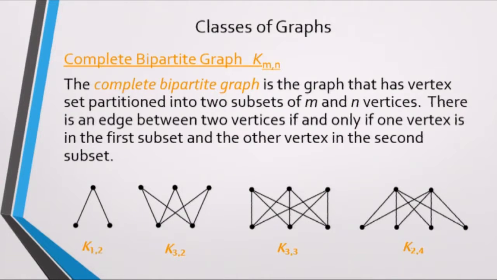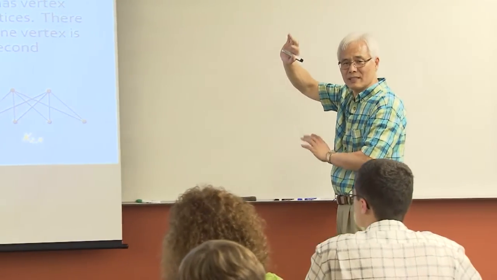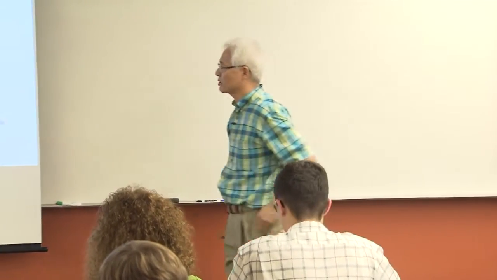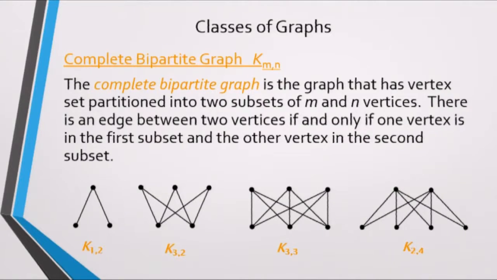Second kind, complete bipartite graph. Split the vertex set into 2 groups. First set on the top, second set on the bottom. So for example, if we look at K sub 3,2, there are 3 vertices on top, 2 vertices on the bottom, and each vertex on top is adjacent to, or connected to, every vertex on the bottom. Okay, and here's K2,4.